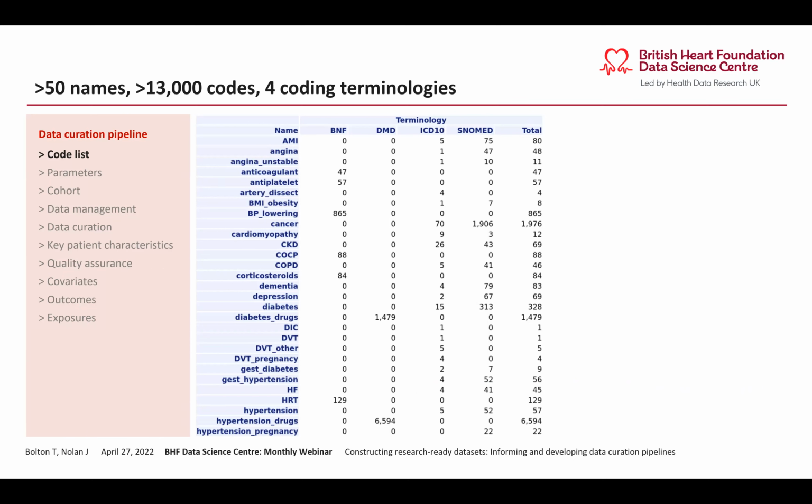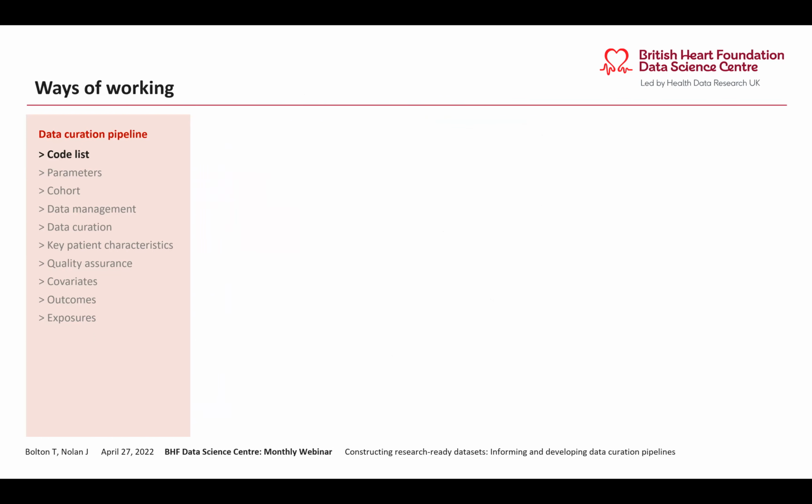The table actually contains more than 50 names, more than 13,000 codes across 4 terminologies, containing a mixture of existing and novel code lists. And John and I have started to include data checks, validation, and reformatting to ensure accuracy. I'd just like to mention briefly a way of working, in case it's helpful to others.